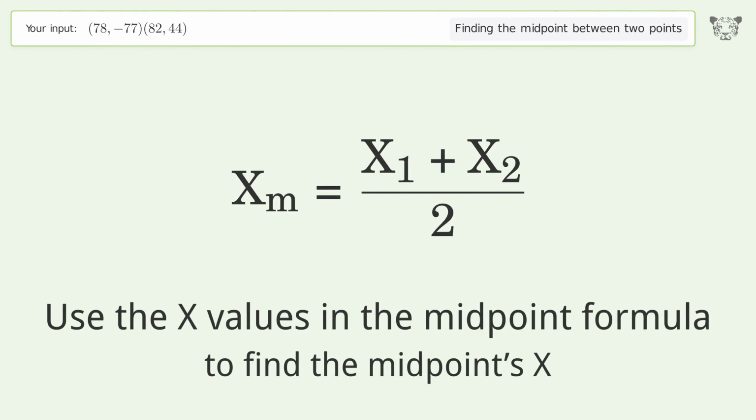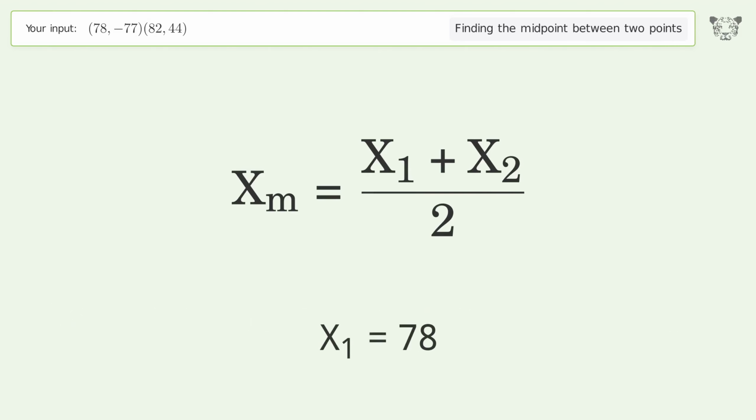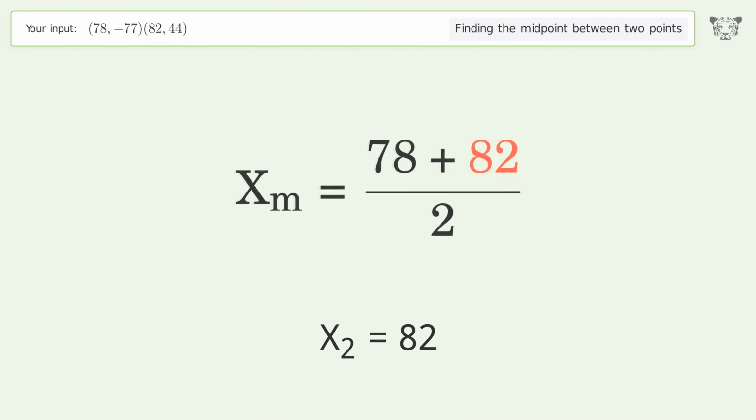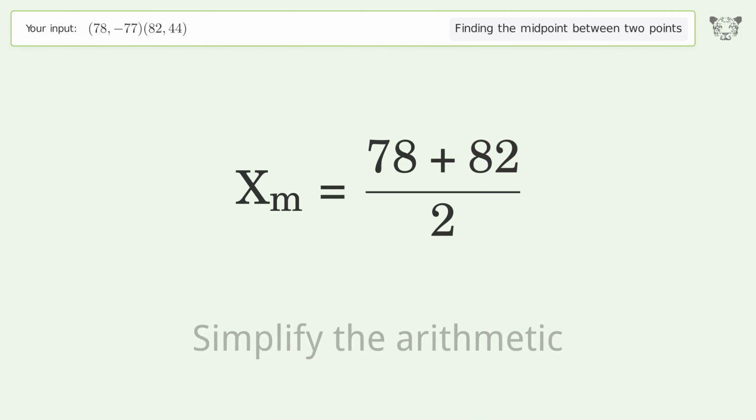Use the x values in the midpoint formula to find the midpoint's x. x1 equals 78. x2 equals 82. Simplify the arithmetic.